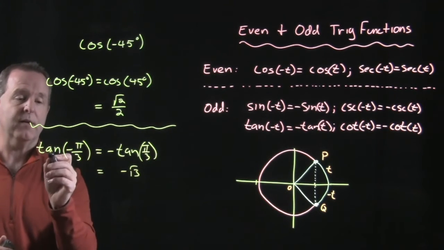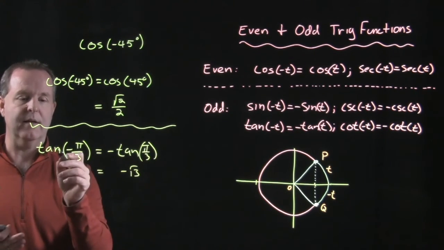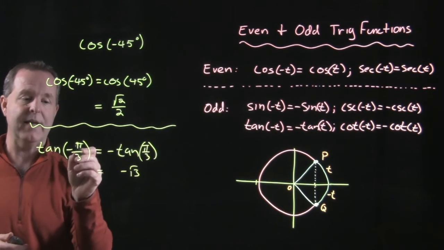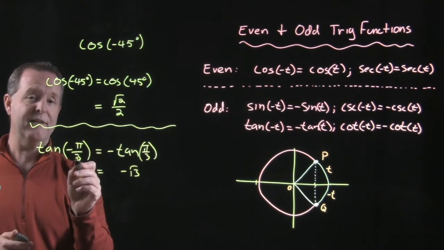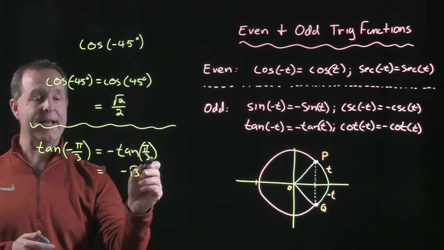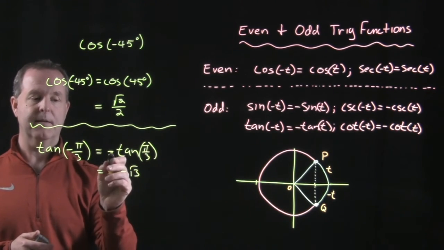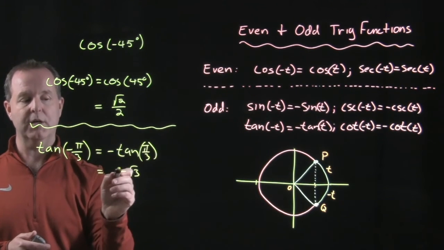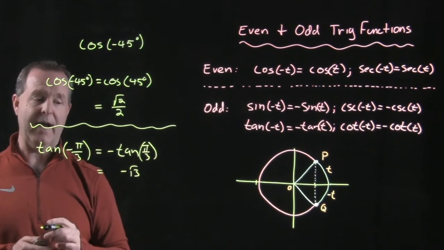So the computation of the tangent of negative pi thirds, being an odd function, allows me to find the tangent of pi thirds. That I know, which is root 3. Then the negative, because it's an odd function, it's a negative value of root 3.